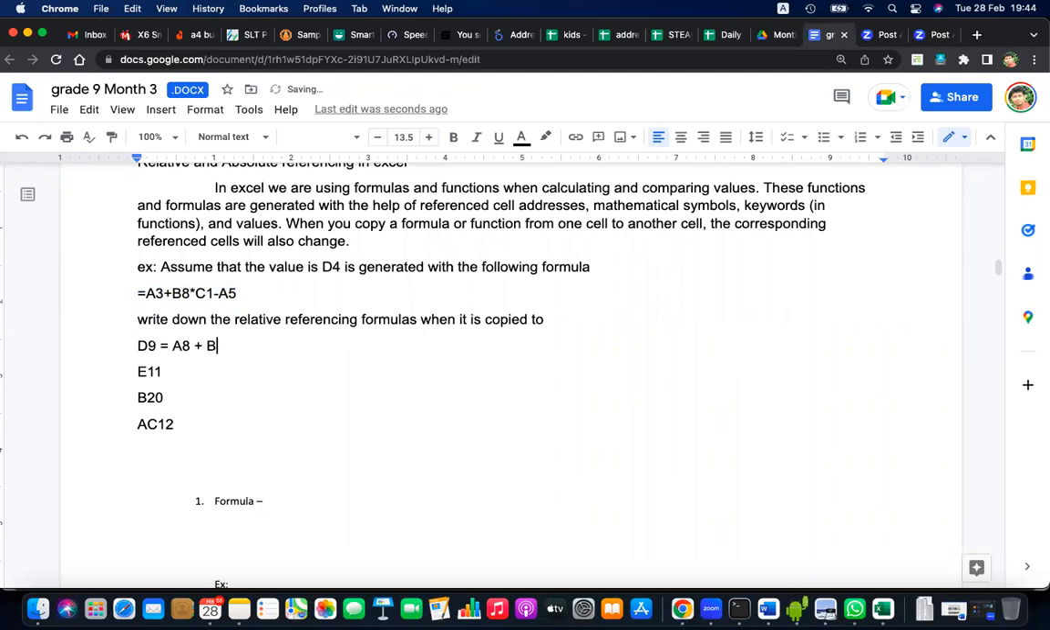B8 plus 5 is B13. And multiplication. C1 plus 5 is C6. Minus A5 plus 5 is A10. Next, E11.